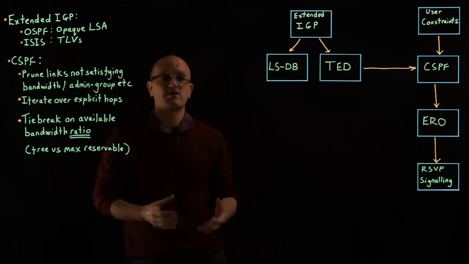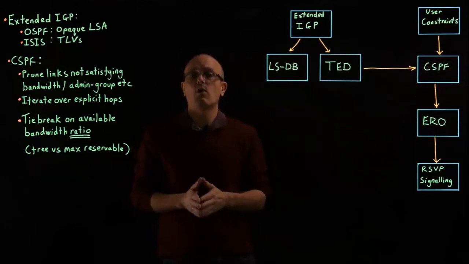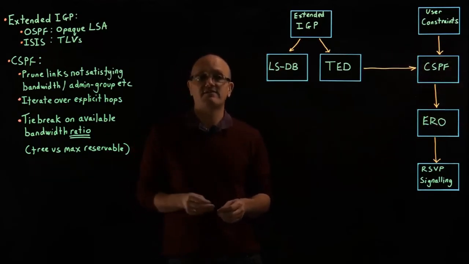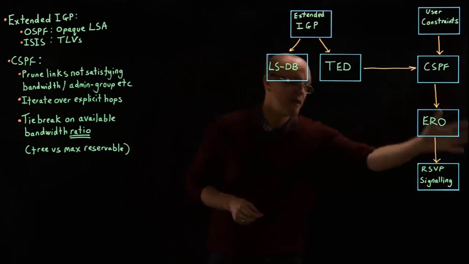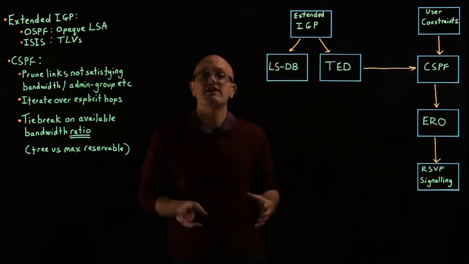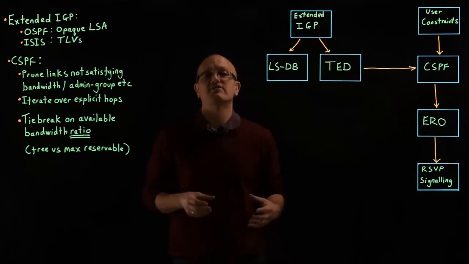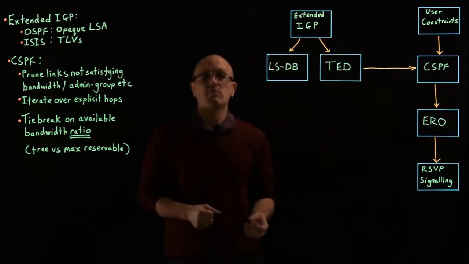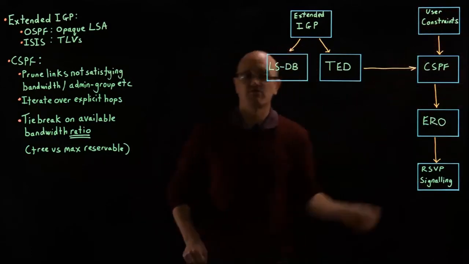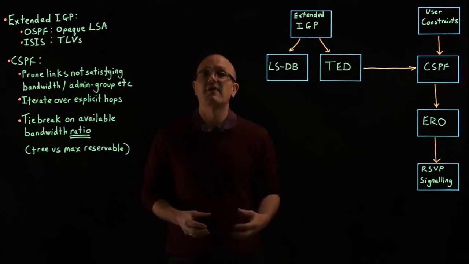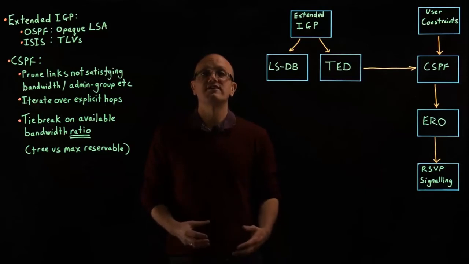And CSPF, generating this shortest path, produces an explicit route object listing all of the IPs from the head end to the tail end of this shortest path. And this explicit route object is then passed to RSVP for signaling. And then RSVP actually goes ahead and sets up that LSP that's going to satisfy this ERO, which has been produced by CSPF, that's satisfying our user constraints that we supplied in configuration at the start of this process. This is a quick overview of CSPF.